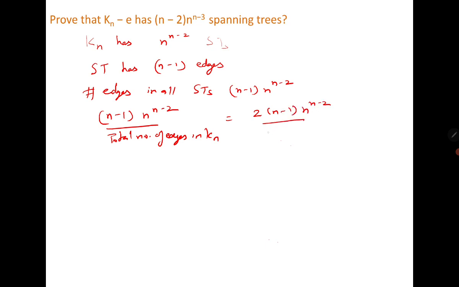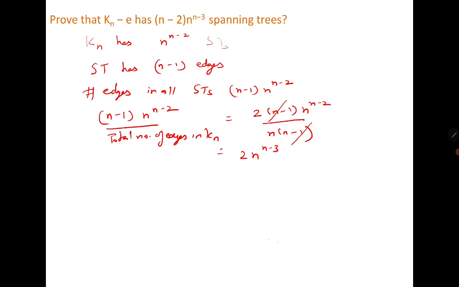and therefore 2 n minus 1 n raised to the power n minus 2 and n minus 1. This is a very important step. Please think over it. And this is equal to 2n minus 3.